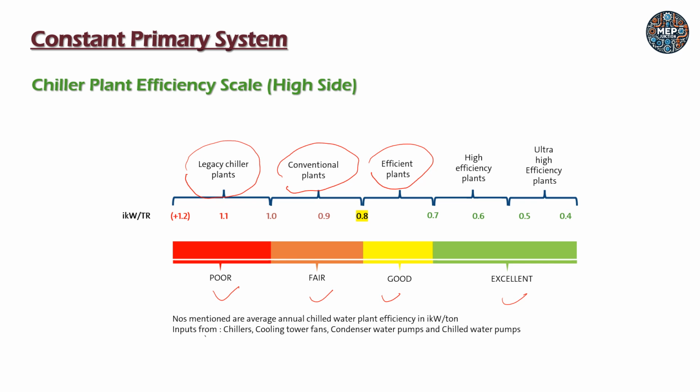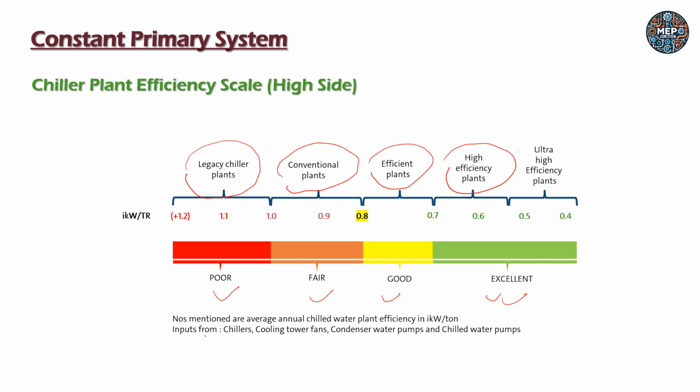When I say 100% automation, it means there is no single manual interference to operate the plant. Then there is high efficiency plant. When you go with the new age technology for the chillers, for the pumps and efficient system, then you will get the chiller plant efficiency between around 0.55 to 0.7 IKW per TR, which comes into excellent category.